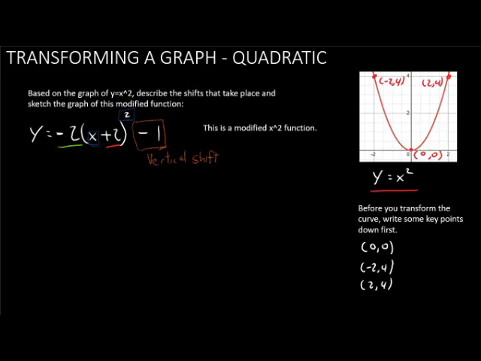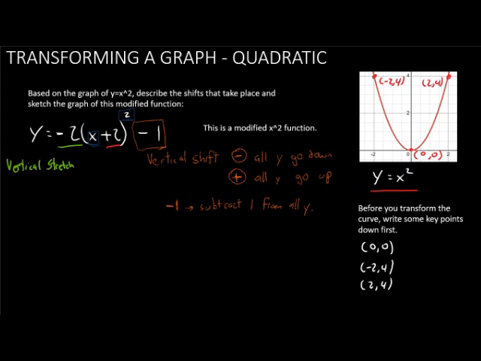When you're dealing with a vertical shift, negative will move all of the y's down and positive will move all of the y's up. Because we have a -1 as our vertical shift, this means we will subtract 1 from all the y's. We also have a -2 in front of the parentheses. Since this -2 is multiplied, this will be a vertical stretch. Because of this -2 as our vertical stretch, all of our y's will get multiplied by -2.